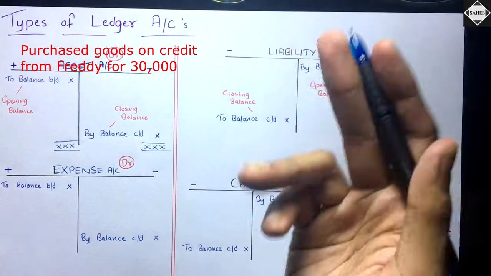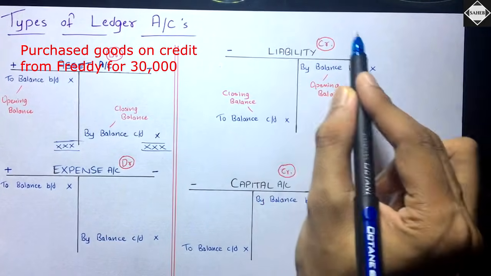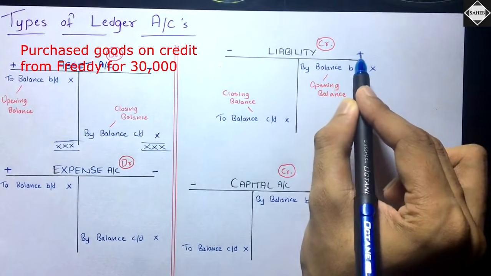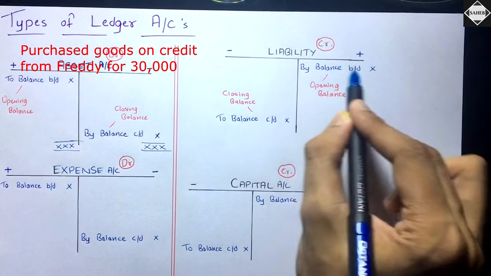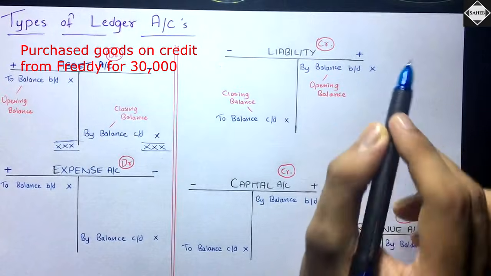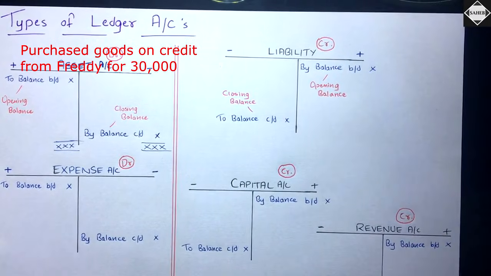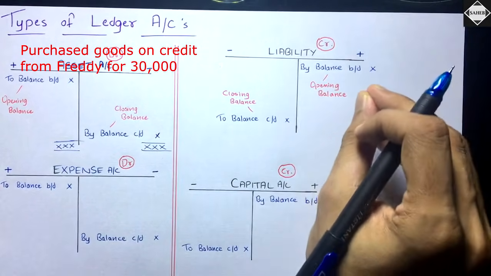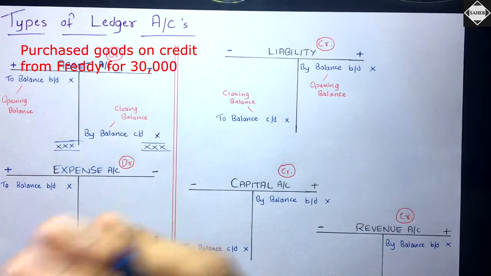We have to pay Freddy. So Freddy account will be increasing, liability is increasing, go to the credit side. "By purchases", it increased because we have made the purchases from him on credit, and we took over here 30,000. That's what we said. But that's just half of the transaction. We have to show the dual effect, the other effect, in the purchases account.